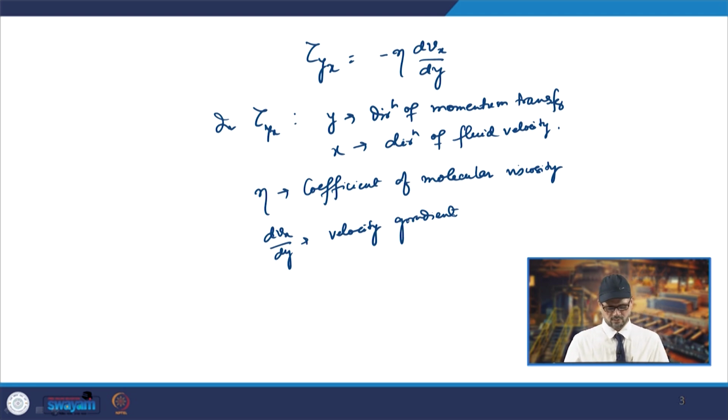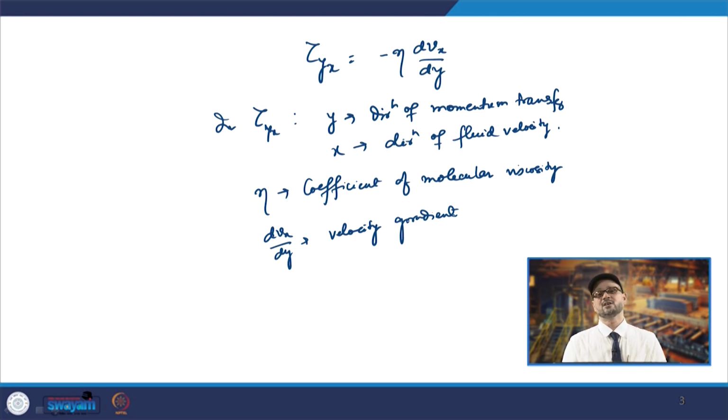So, this viscosity is the molecular viscosity, and it is because of the molecular exchange of momentum taking place in this kind of flow.